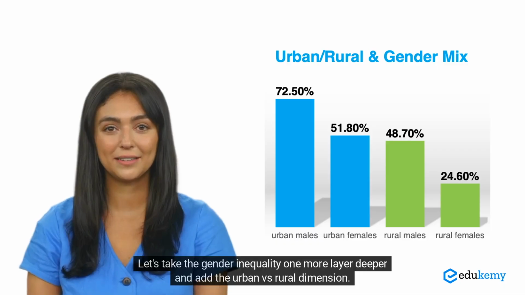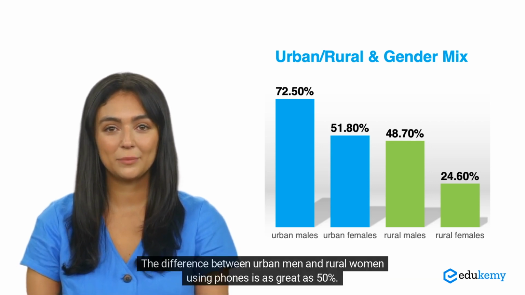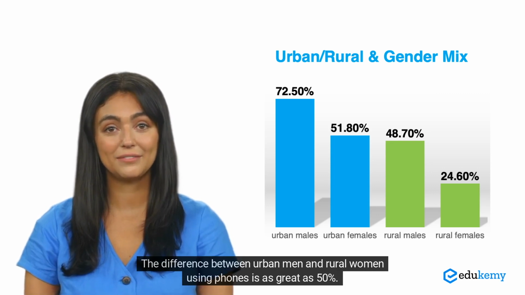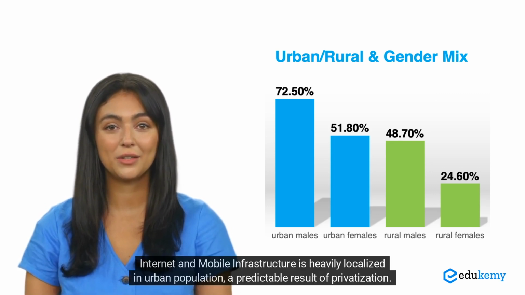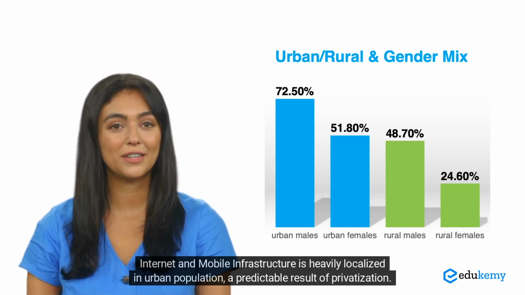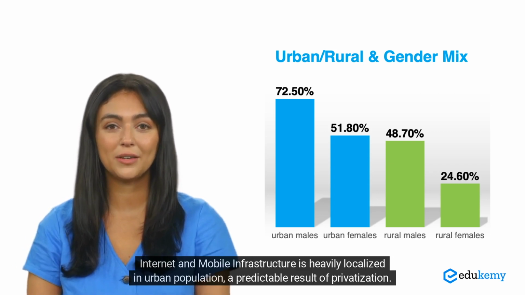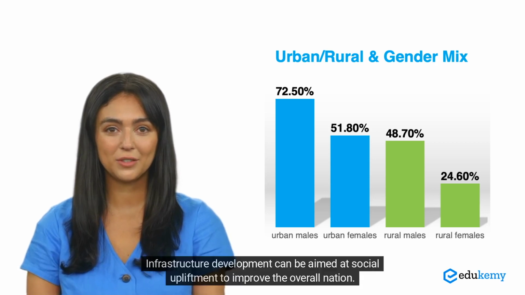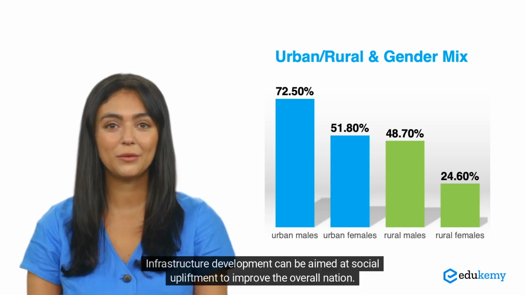Let's take the gender inequality one more layer deeper and look at the urban versus rural dimension. The difference between urban men and rural women using phones is as great as 50%. Internet and mobile infrastructure is heavily localized in urban population, a predictable result of privatization. Infrastructure development can be aimed at social upliftment to improve the overall nation.